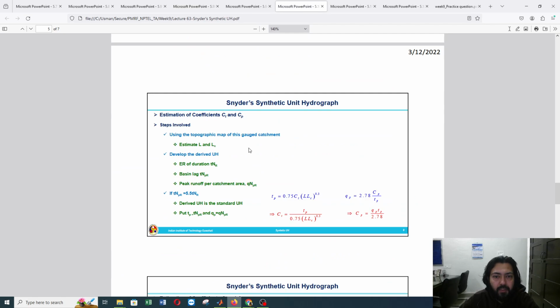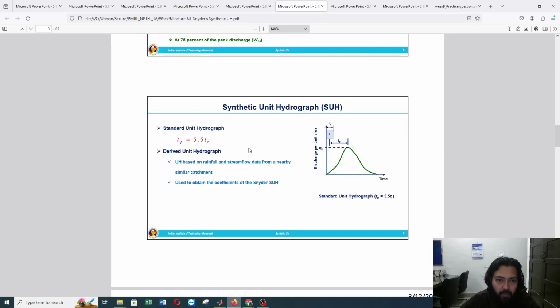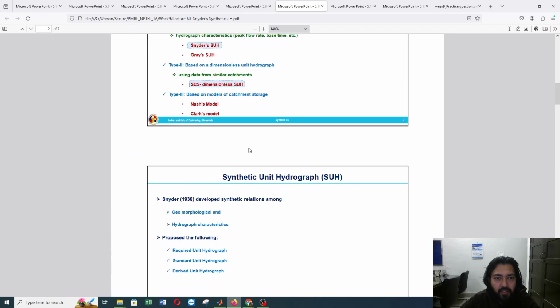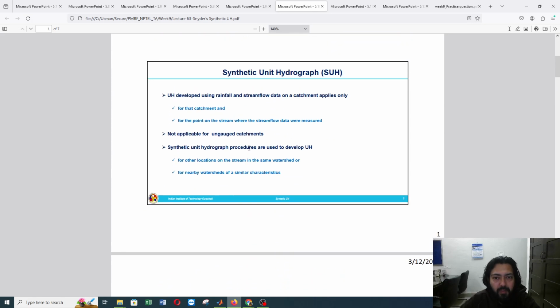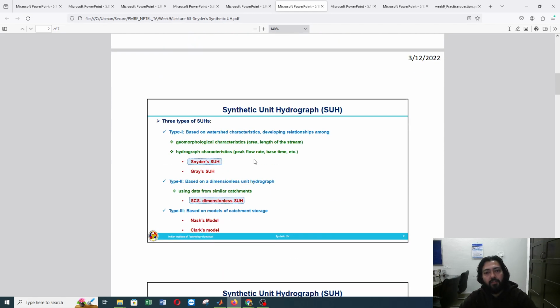Then we talked about synthetic unit hydrograph. One of the important hydrographs is the synthetic hydrograph, which has application when there is no gauge data available in the catchment. So what we can do is take the hydrological characteristics of a catchment which has some gauge data, and it should be nearby to the catchment which does not have any gauge data, right? Using the hydrological characteristics of catchment A, we can derive the constants CT and CP, and we can apply those constants to our required catchment where there is no gauge data available, right? So this is how the synthetic unit hydrograph is applied. There are 3 types of synthetic unit hydrograph.